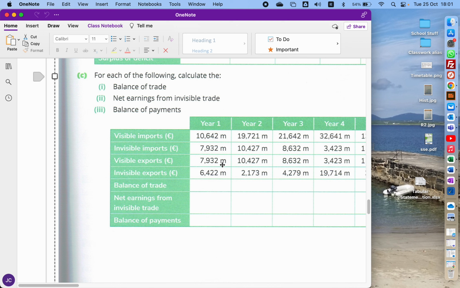So you'll subtract 10642 from 7932 and you end up with a minus number. For the invisible trade, you'll have invisible exports, again take away the invisible imports in this case. Subtract those two and you get about 500 or something, but it's going to be a minus because the imports are more than the exports. So you'll have two minuses and you'll add them together and you'll get a bigger minus, which is the balance of payments. That's how you do that one.